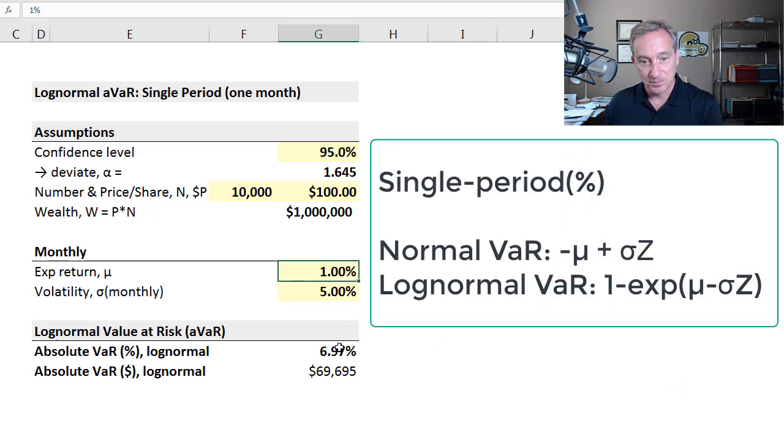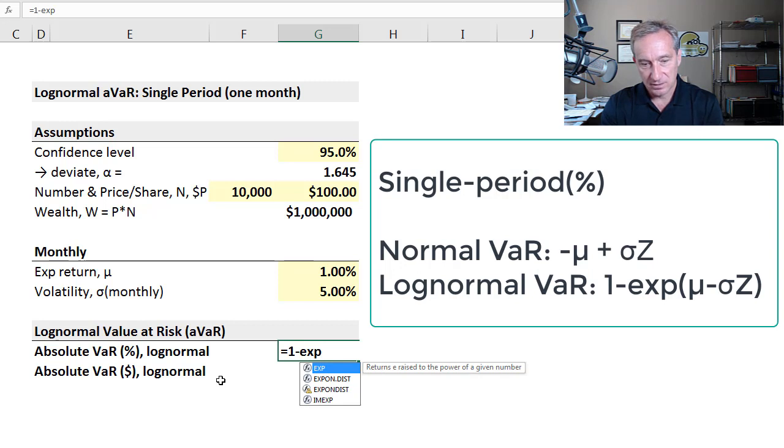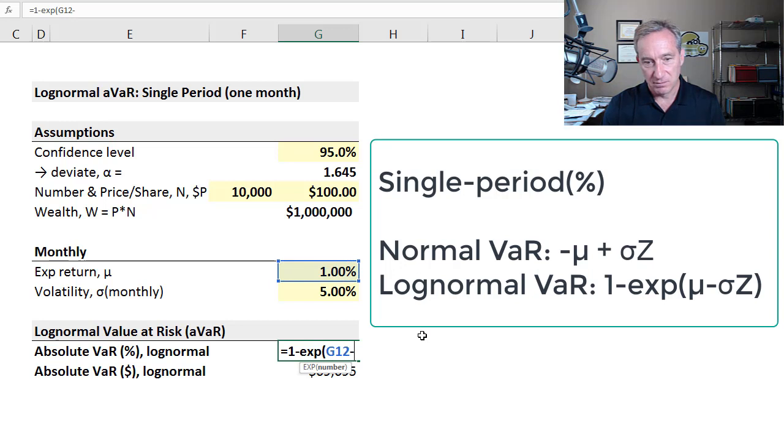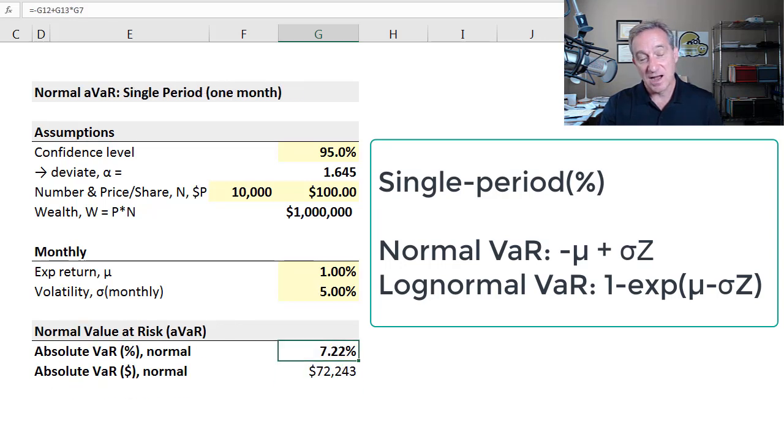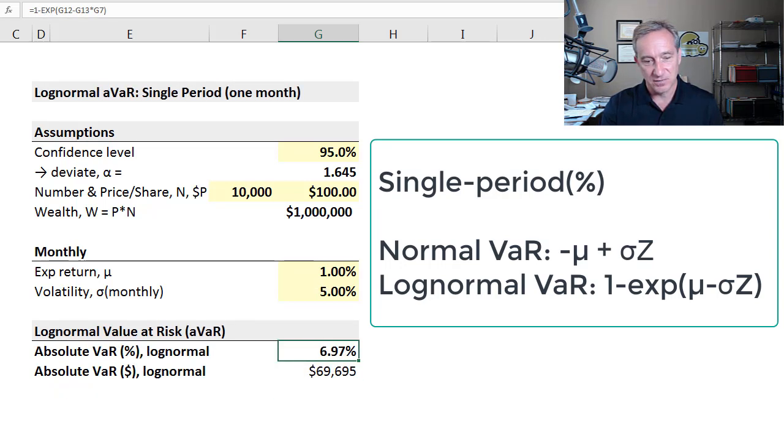Okay, so given that, I'll come in here, and now I'm doing a lognormal as opposed to normal. I'm saying 1 minus E raised to the quantity, my mu minus my volatility scaled by my deviate, and I get 6.97%. How does that compare? Let me go back to my normal one. I had 7.22% where I assume the arithmetic returns are normally distributed. Here I get 6.97%.